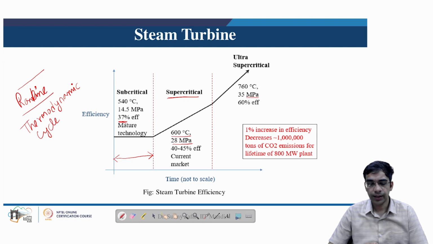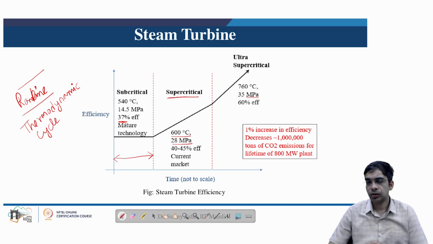And now going forward, to further enhance the efficiency up to 60%, the overall efficiency should go as high as 60%. It is desired that the steam power plants are set up in the ultra supercritical range, and in the ultra supercritical range the temperature should go up to 760 degrees Celsius, and the operating pressure should be around 35 megapascals. Now, with even 1% increase in efficiency of the steam-based power plant, we can decrease the carbon dioxide emissions of the order of 1 or 10 lakh tons over a lifetime of a typical 800 megawatt power plant. So, to increase this efficiency even by 1%, of course there are several parameters which go into increasing the efficiency.